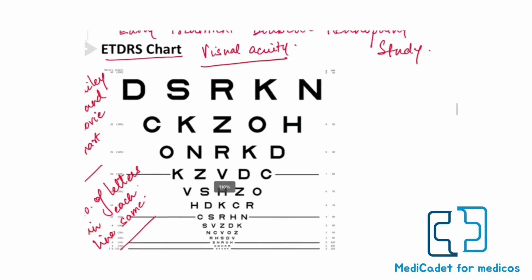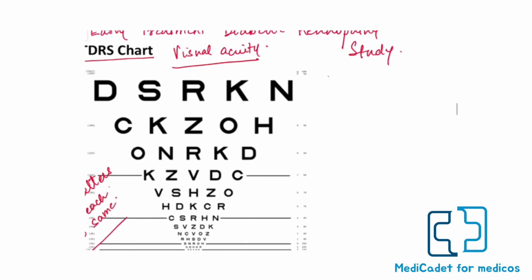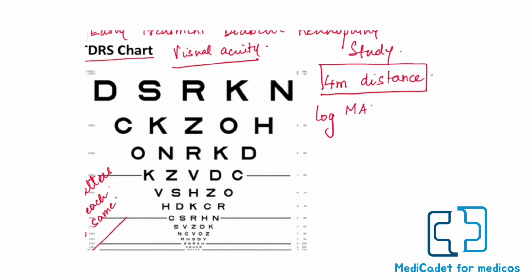Right? Now the next thing is, this chart is read from a distance of 4 meters. And unlike the Snellen's chart, where the notation was 6 by 60, 6 by 36, here the visual acuity is expressed in log MAR units. MAR stands for minimum angle of resolution. So it is expressed in log MAR units.